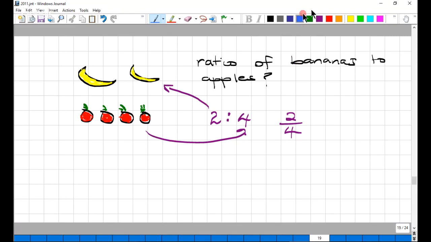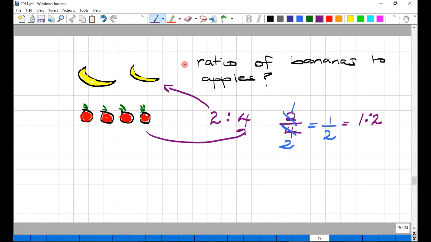So we could reduce, right? So Trishan, what factor can go into both? What number can go into both the 2 and the 4? So 2 could go into 2 how many times? 1. And 2 could go into 4 how many times? 2 times. Okay. So I end up with 1/2. How do I change this back now to a ratio? The ratio would be what? 1 to 2.